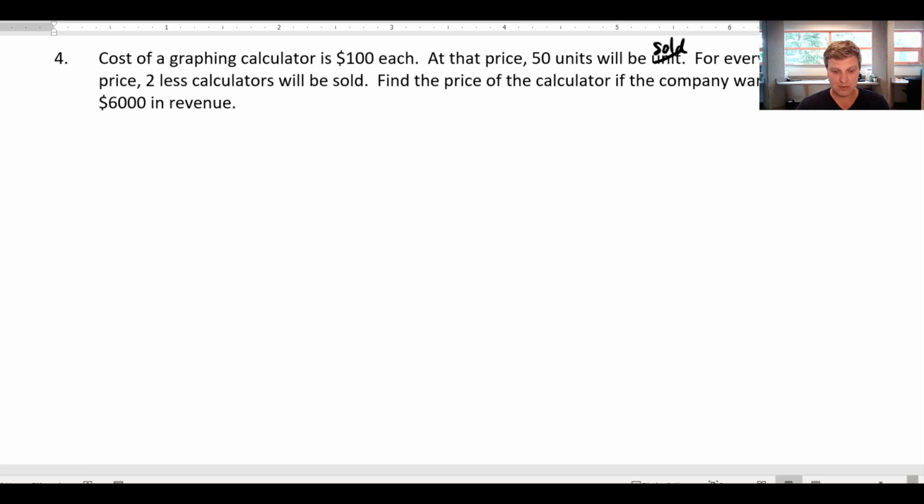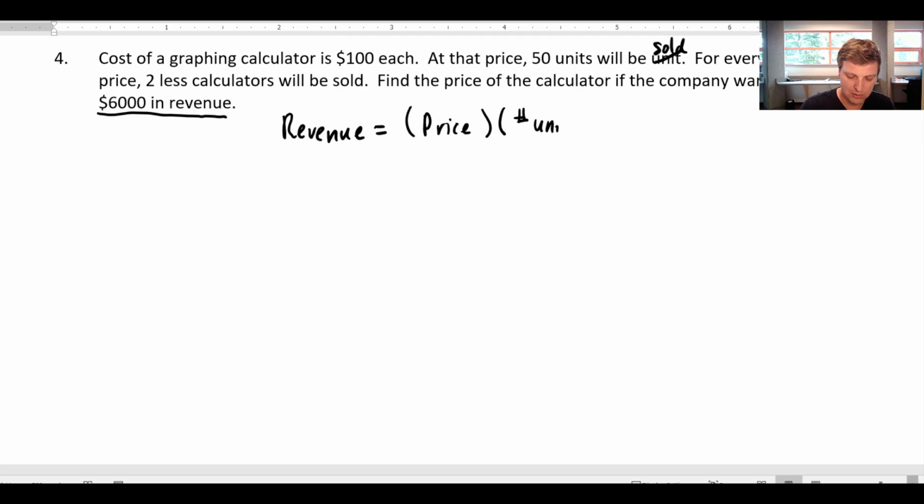And so we have to come up with an equation that's going to relate these two things. So again, I want you to think about, well, what are we even calculating? We want to collect $6,000 in revenue. Well, how do we calculate revenue, the amount of money that a company makes? The revenue, the income for selling a product, is really just two things. It's going to be the price that you charge multiplied by the number of units sold.